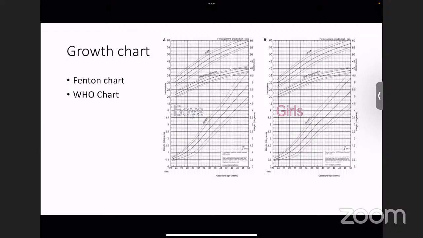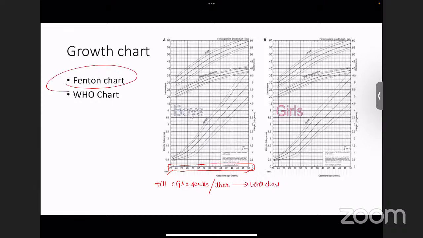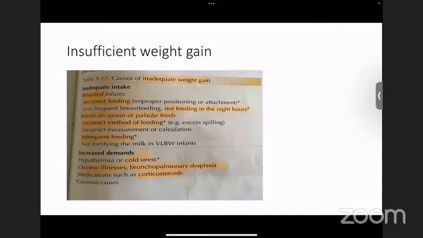So this is a growth chart, the Fenton chart. You see, from 22 weeks of gestation to 50. This is used till the corrected gestational age comes to 40 weeks, and then you can switch over to the WHO chart. Till then, you should use the Fenton chart for growth monitoring for preterm babies. After they attain the corrected gestational age of nearly 40 weeks, then the WHO chart can be used.